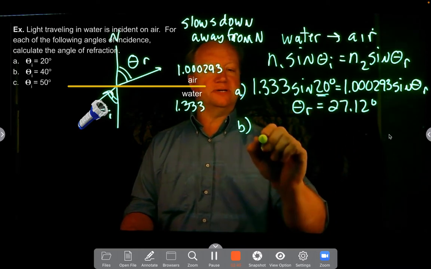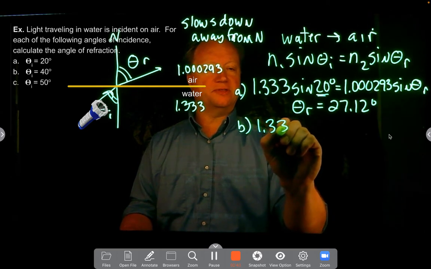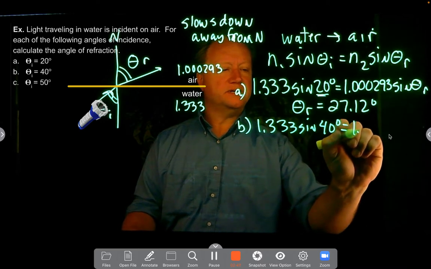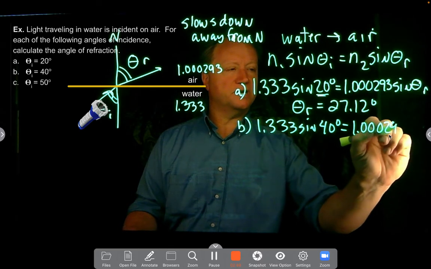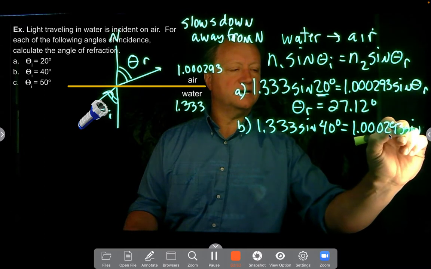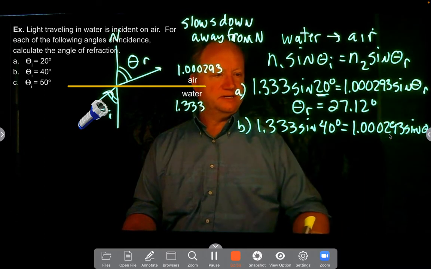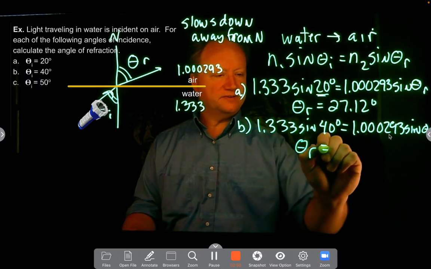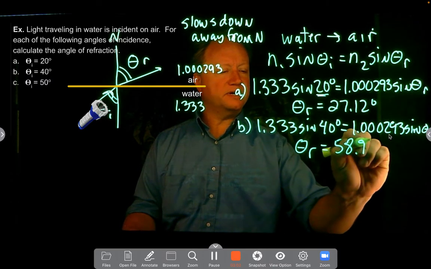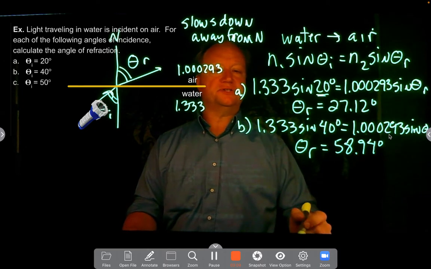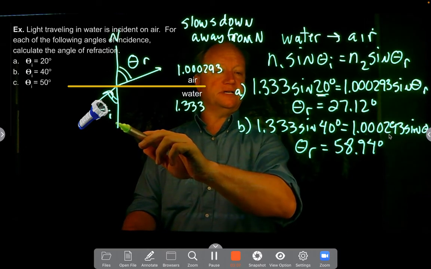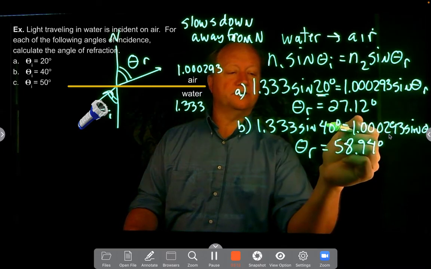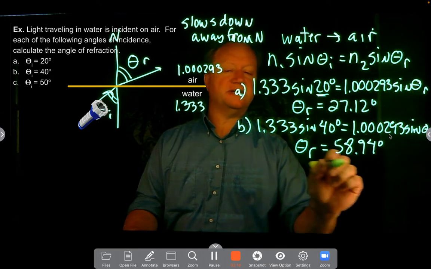Now in part B, we're doing a similar calculation, except instead of our 20 degree angle, we're going to use a 40 degree angle. So then we would have 1.333 sine 40 degrees equals 1.000293 sine theta r. Solving that for theta r, we get a value of 58.94 degrees. So we started out with a small theta i, 20 degrees. We bent to a bigger 27. We went up to 40 degrees. We went to an even bigger 58 degrees.